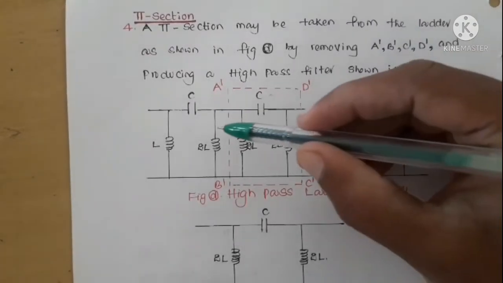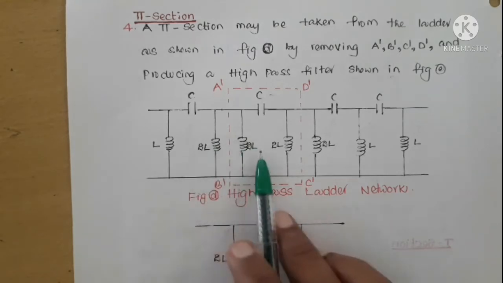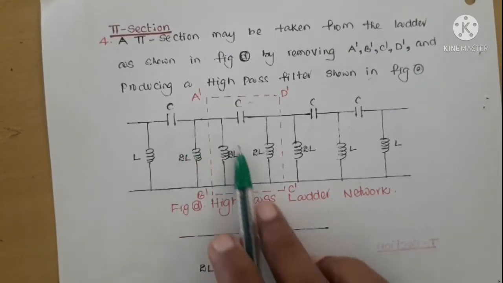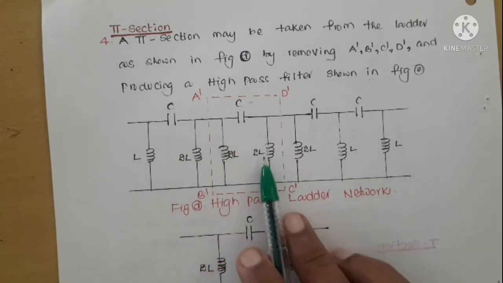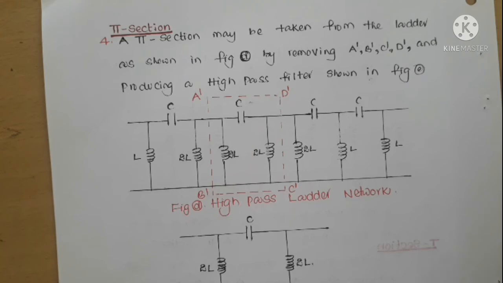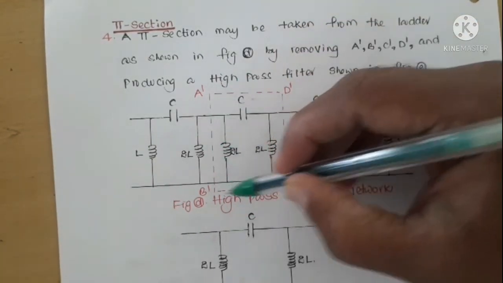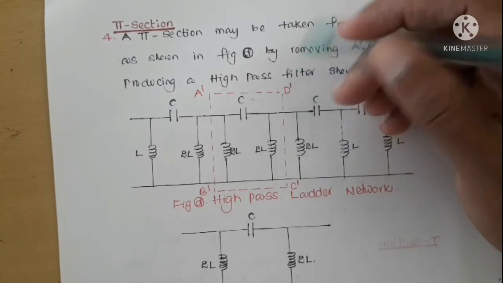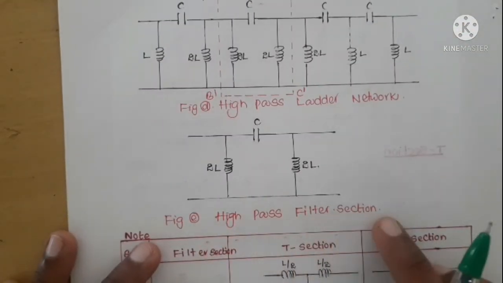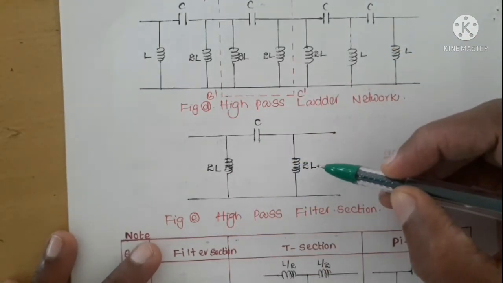So here, this is one inductor. Instead of one inductor, I am taking two inductors connected in parallel. 2L and 2L connected in parallel gives L. Now we can take out this section, A dash, B dash, C dash and D dash. This becomes one pi section, a high pass filter section: capacitor C, 2L and 2L.